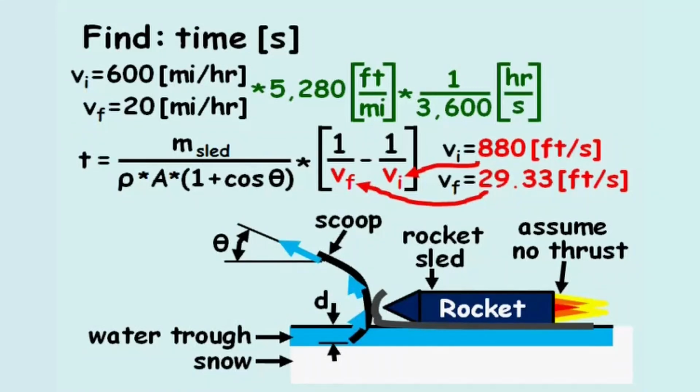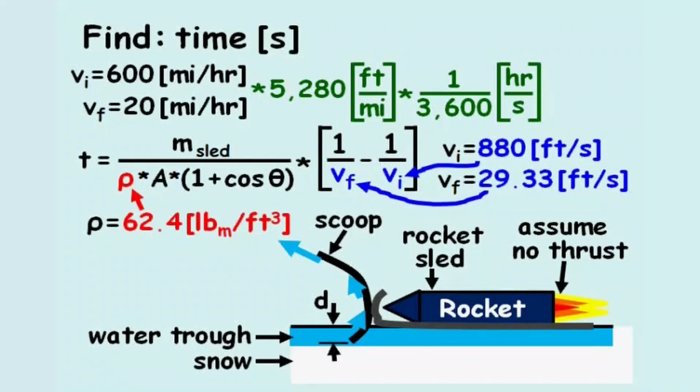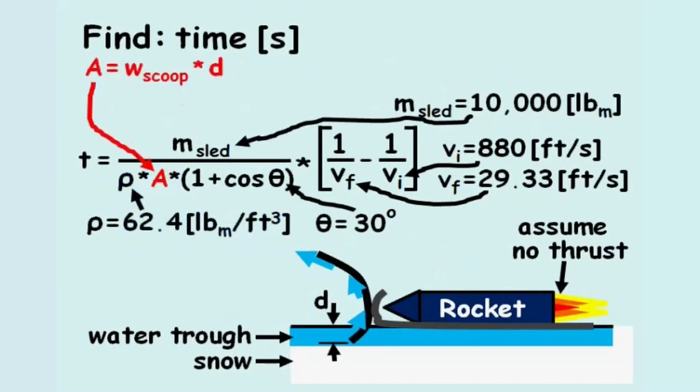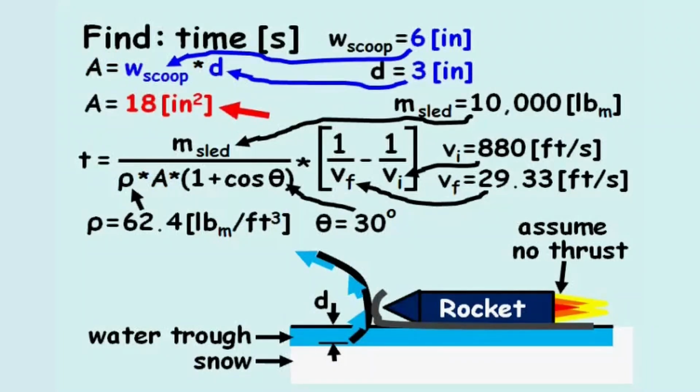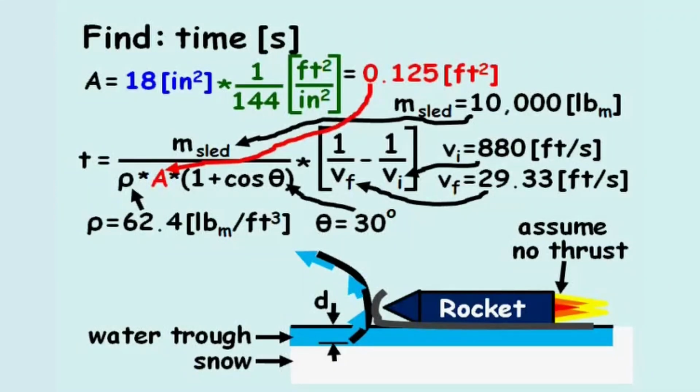Since the fluid is water, we'll use a density of 62.4 pounds mass per cubic foot. The last variable in the equation is A, the cross-sectional area of the scoop, which can be determined by multiplying the width of the scoop by the depth of the scoop in the water. 6 inches times 3 inches equals 18 inches squared, which is the same as 0.125 feet squared.